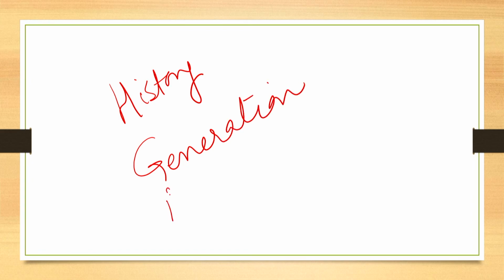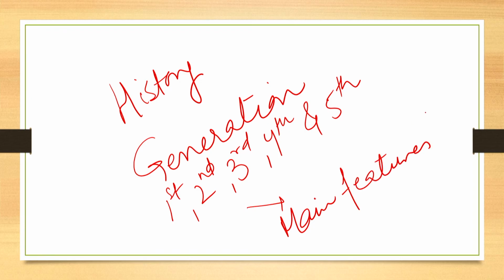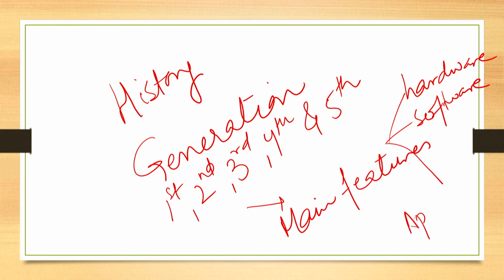So, this was all about lecture 2, which was about the evolution of computers, in which we discussed the history of computers, then the various generations of computers, the first, second, third, fourth and fifth generation, along with their main features and also the hardware and software that was used and where these can be used, that is the application. So, this is all about lecture number 2. Thank you.